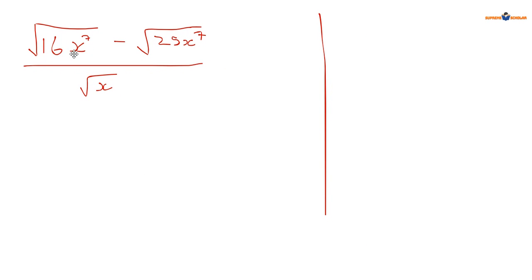We have the square root of 16 times x to the power of 7 minus the square root of 25 times x to the power of 7, all divided by the square root of x. The first thing we notice is that there's a rule for surds. If you have two numbers multiplied by each other and you're taking the square root of them, you can separate them: the square root of a times b is the same as the square root of a multiplied by the square root of b. So we're going to apply that law on top to simplify the numerator.